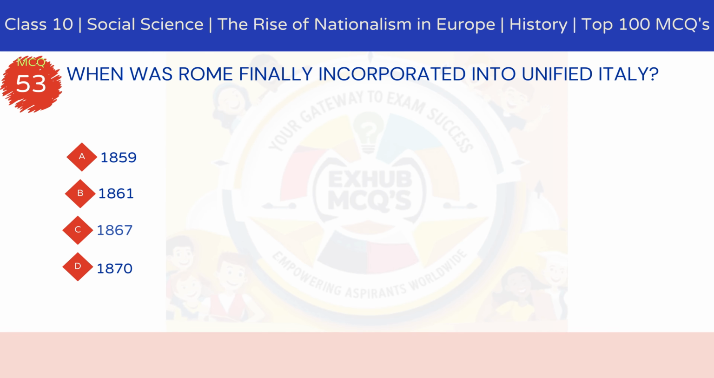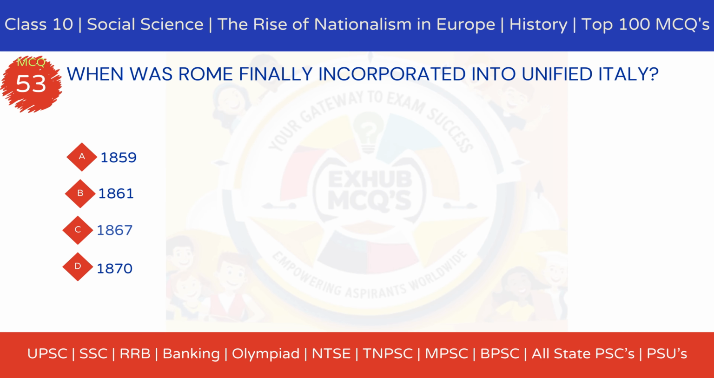MCQ 53. When was Rome finally incorporated into unified Italy? Option A, 1859. Option B, 1861. Option C, 1867. Option D, 1870.